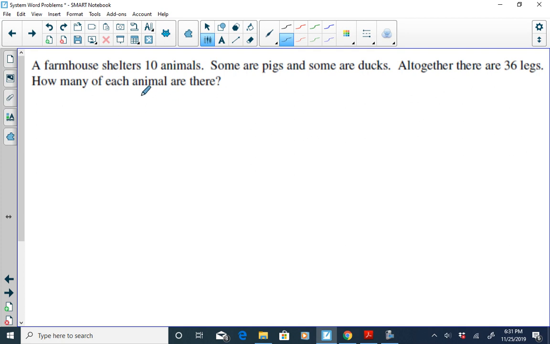Alright, well, if we have a total of 10 animals and they're pigs and ducks, one equation would be pigs plus ducks, right? That's going to be equal to 10. Now, let's assume that the pigs have 4 legs, ducks have 2 legs. So we have 4 legs for each pig plus 2 legs for each duck gives you a total of 36 legs. So it's a nice simple system.